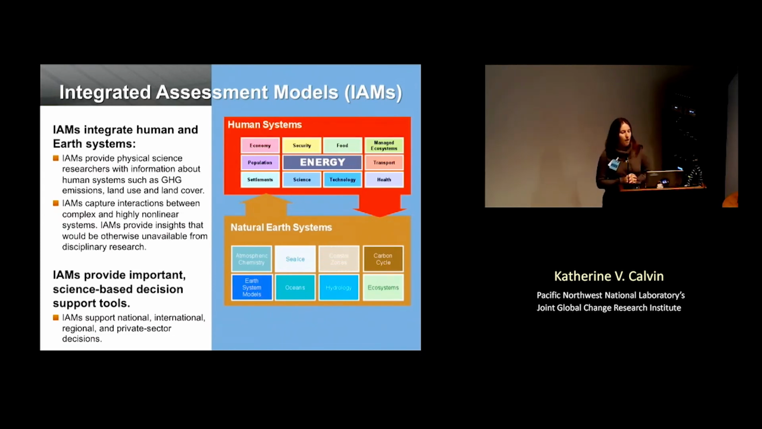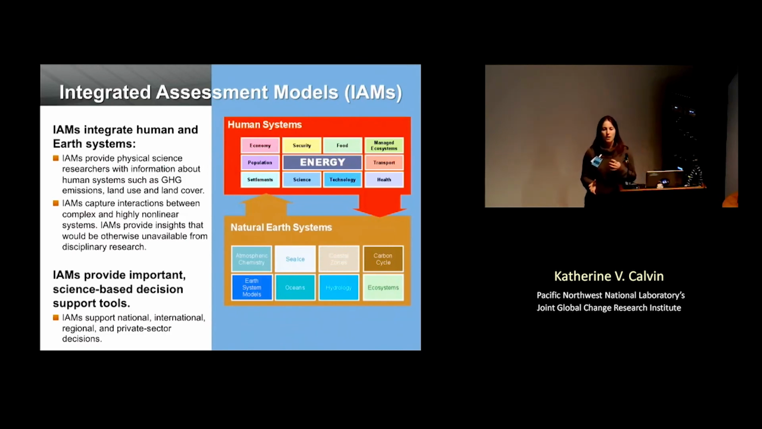And the goal of these models is to provide physical science researchers... There are several goals. They're generally to link together these systems and to focus on interactions between highly complex and nonlinear systems. And one of the things we do is provide physical science researchers with information about human systems in the future. So we do a lot of scenario work for climate models, and I'll show a couple of examples of that.